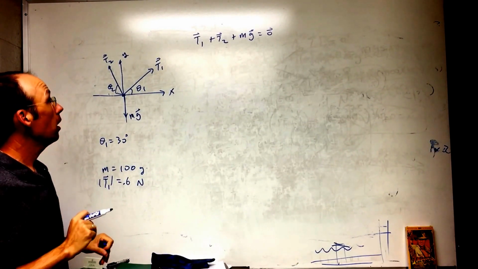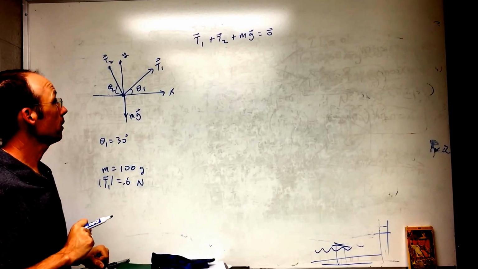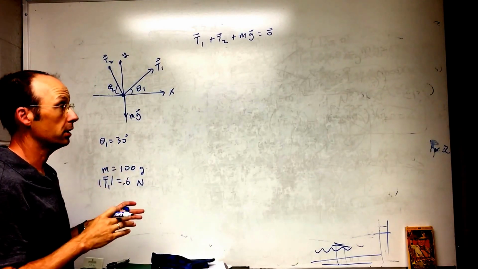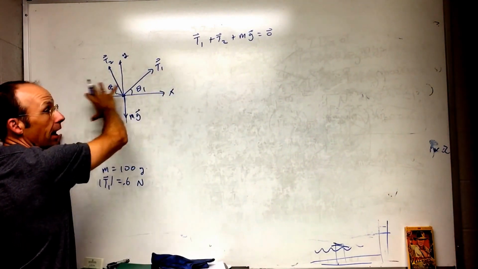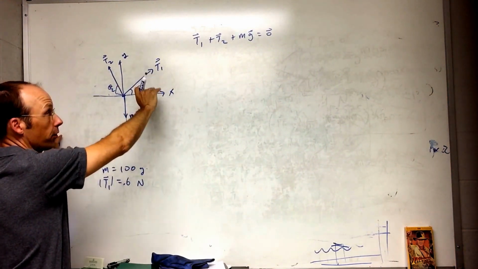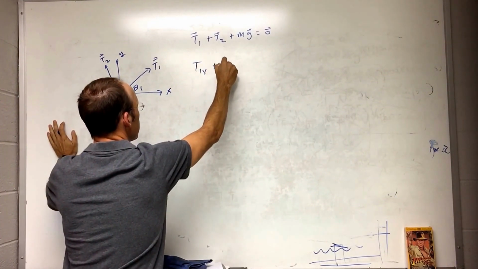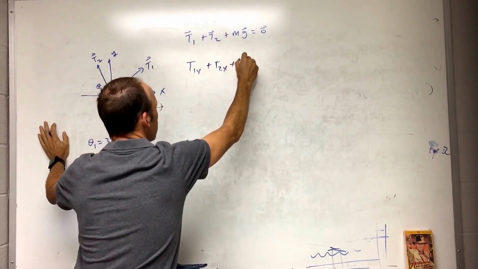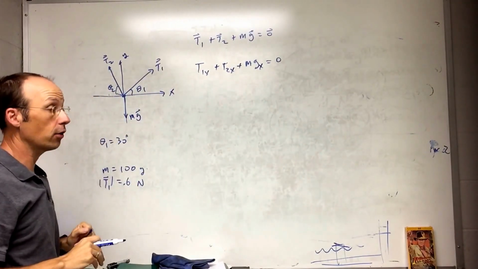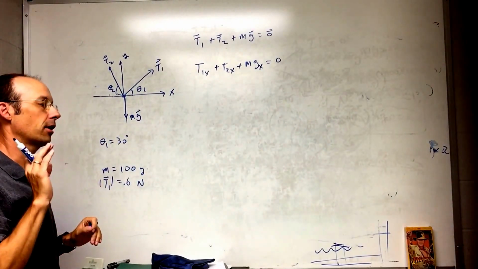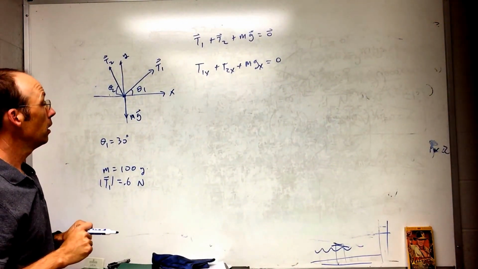Okay. So it's not easy dealing with a vector equation like that. It's easier to deal with the components. So let me write just the components in the x direction for these three forces. I could write that as T1x plus T2x plus mgx equals 0. That's not a vector equation. It's a scalar equation now.